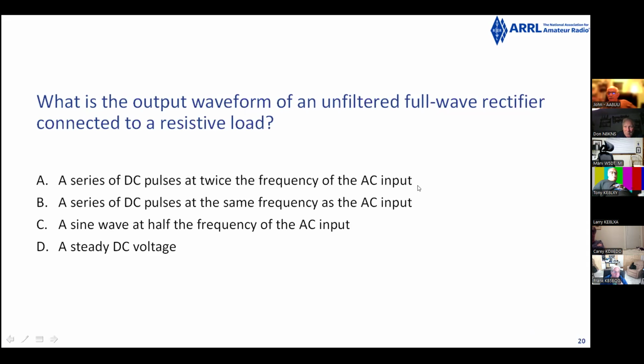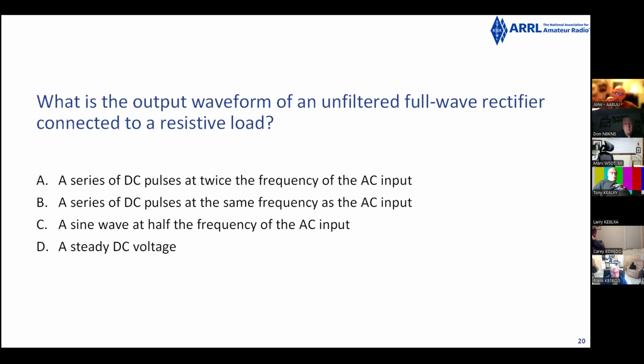What is the output waveform of an unfiltered full wave rectifier connected to a resistive load? A series of DC pulses at twice the frequency of the AC input, a series of DC pulses at the same frequency as the AC input, a sine wave at half the frequency of the AC input, a steady DC voltage. Wow. So, I mean, there's one answer that just jumps out at you there, don't it? The full wave, you're getting all the humps.